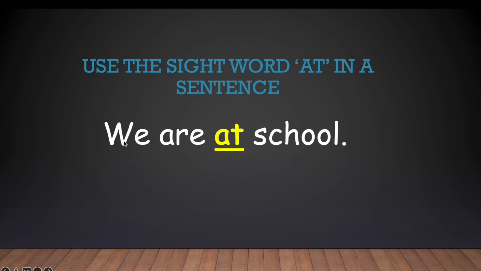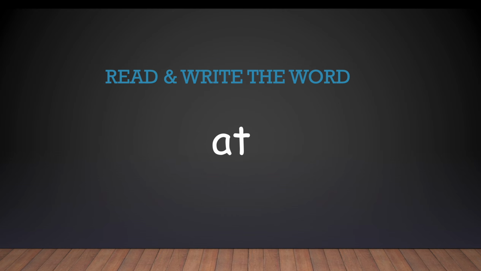Next, let's use the sight word at in a sentence. My sentence says, we are at school. Now you think of a sentence with the word at in it and say it out loud now. Let's read and write the word at. Let's start with our A. Make a circle and then straight line down, and T. Straight line down and cross it. Read the word at.